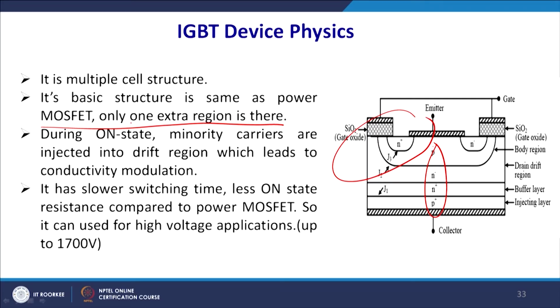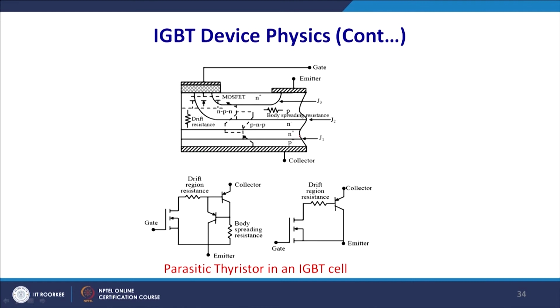During the on state, minority carriers are injected into the drift region, which leads to conductivity modulation. That means conductivity increases. It has slower switching time and less on-state resistance compared to the power MOSFET, so it can have a higher power handling capability. So, it can be used for high voltage applications up to 700 or 2000 volts, and this is basically the MOSFET part of it, this is the transistor part of it, and this is the drift region.